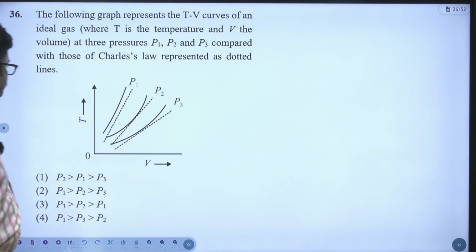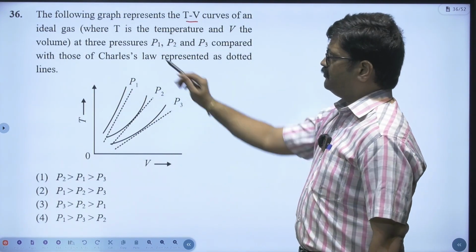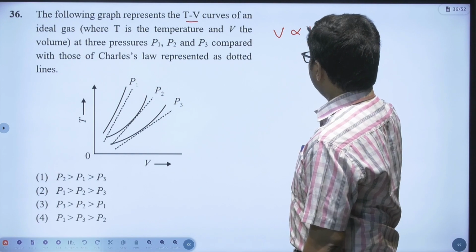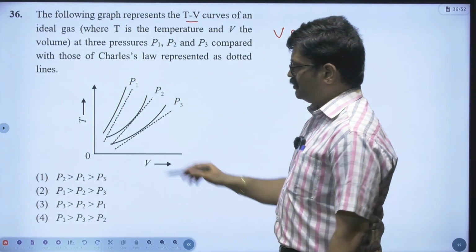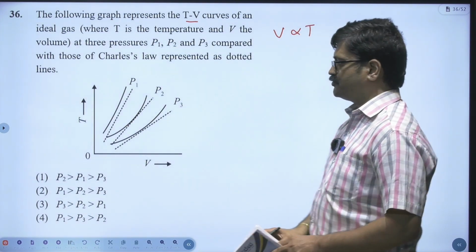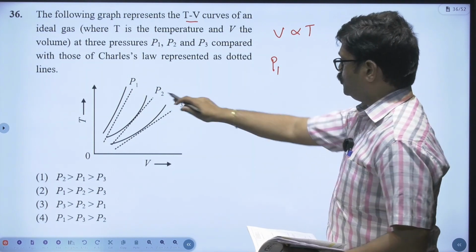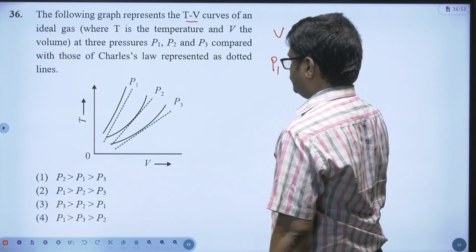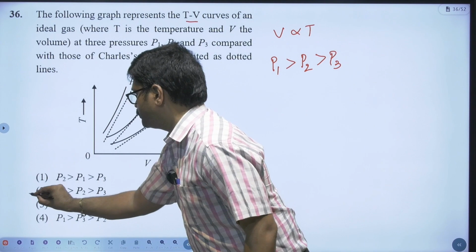Now the 36th question, this is based on Charles' law, so we need not spend too much time on this. The following graph represents TV curves of an ideal gas. From Charles' law I know that volume and temperature are directly proportional to each other, correct? Similarly, temperature and pressure are directly proportional to each other. But now since it is a TV graph, I'll take the temperature versus volume graph. From this I can note that pressure P1 has a higher slope than P2 than P3, is it not? So clearly I can write P1 greater than P2 greater than P3. That's it. Okay, so option 2 is our right choice.